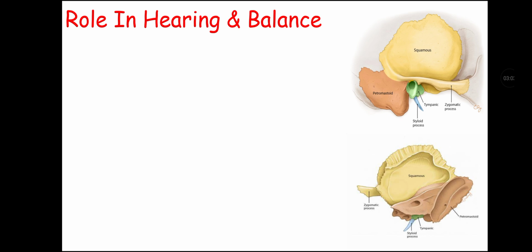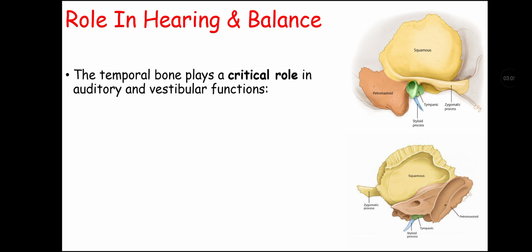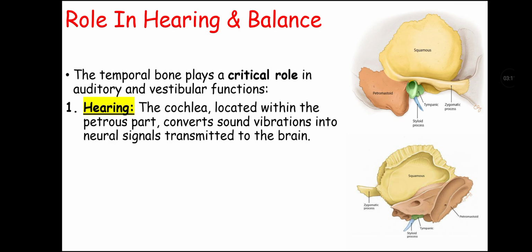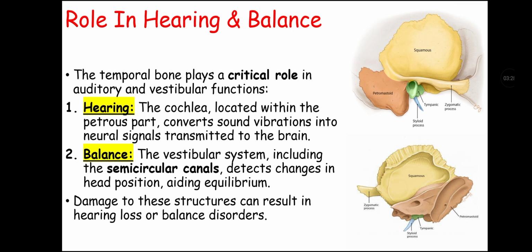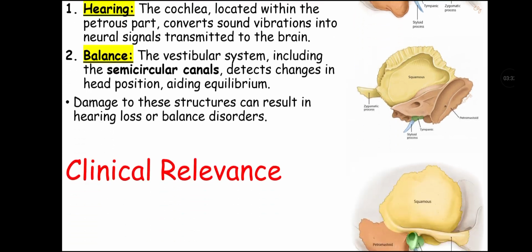Now let's talk about role of temporal bone in hearing and balance. Temporal bone plays a critical role in auditory and vestibular functions. In hearing, the cochlea located within the petrous part converts sound vibration into the neural signals transmitted to the brain. And talking about balance, the vestibular system including semicircular canal detects changes in head position and aid in equilibrium. Damage to this structure can result in hearing loss or balance disorders.